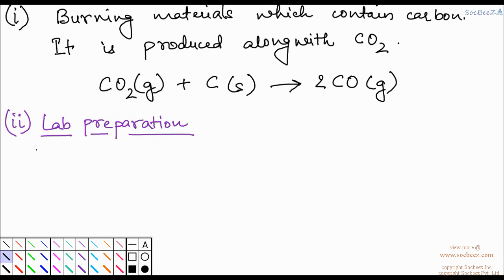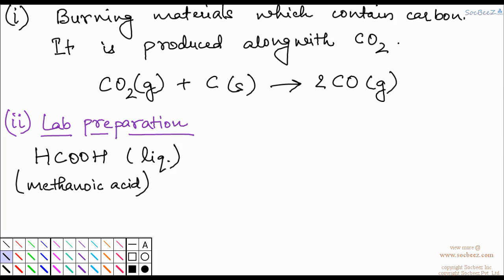So methanoic acid is HCOOH, this is methanoic acid. So dehydrating methanoic acid would be what? Removing water from methanoic acid. So this methanoic acid would be a liquid. So to remove water, what will you use? You can either heat methanoic acid or you can put in a dehydrating agent.